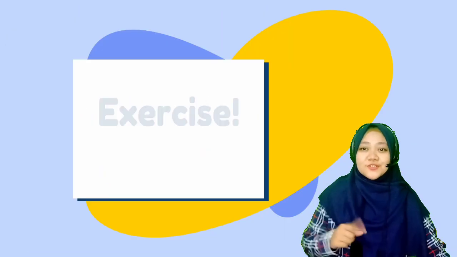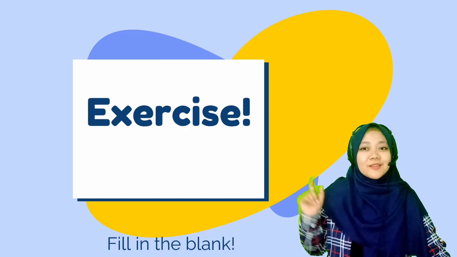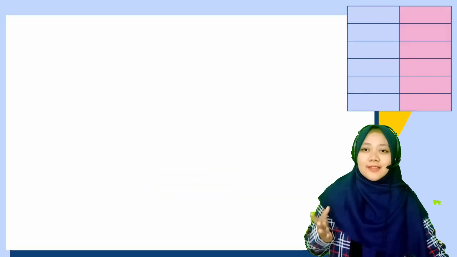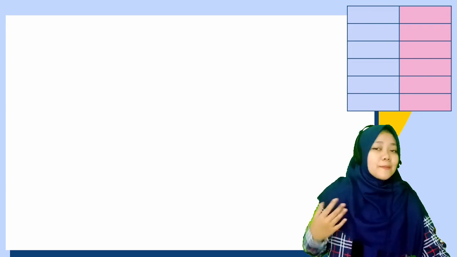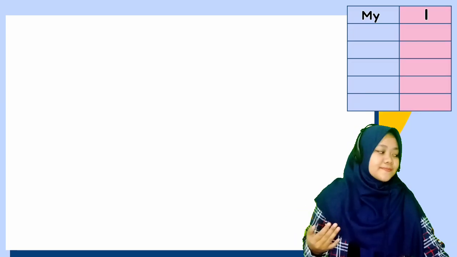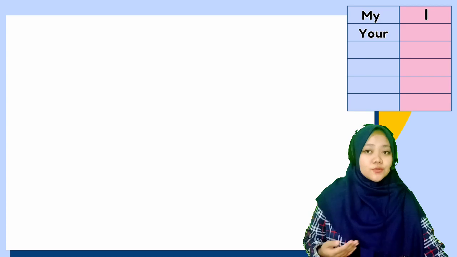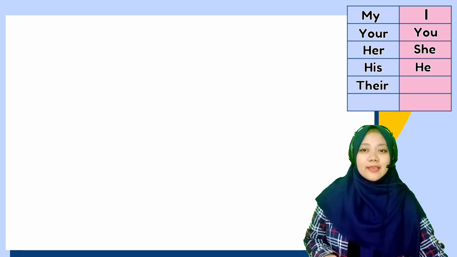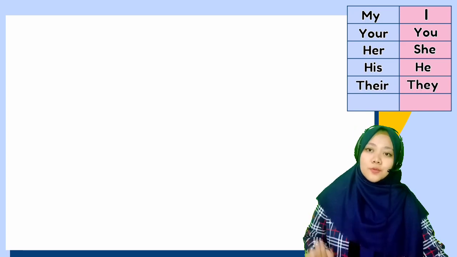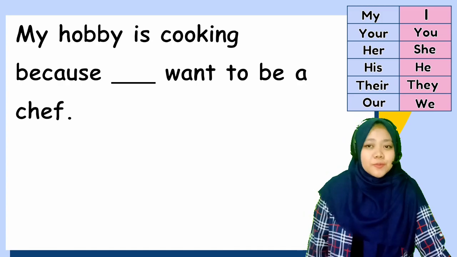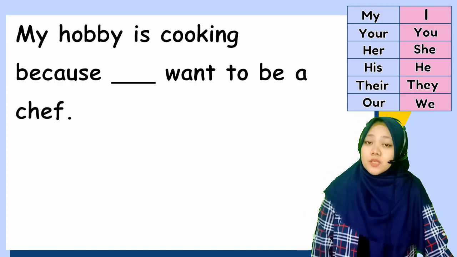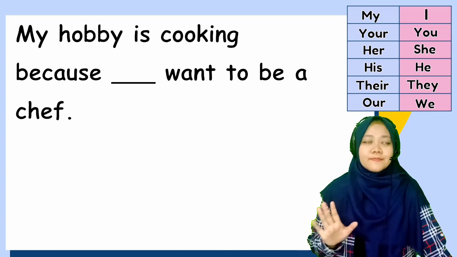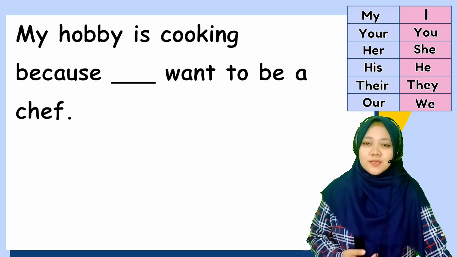Now, let's do the exercise. Fill in the blank. Kita membutuhkan kata ganti orang atau kata ganti kepemilikan. My, I, your, you, her, she, his, he, their, they, our, we. My hobby is cooking because blank want to be a chef.